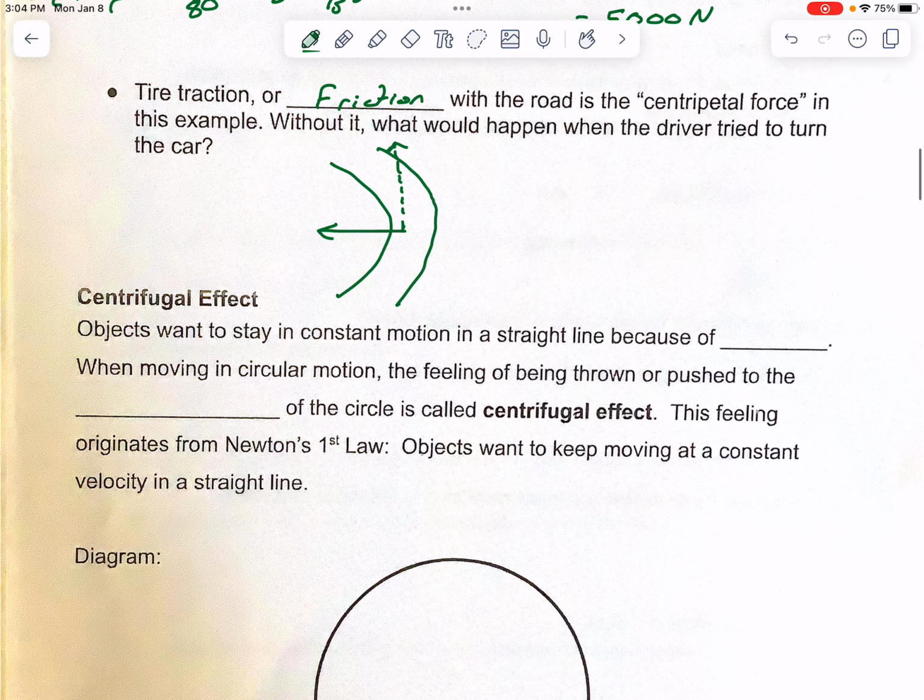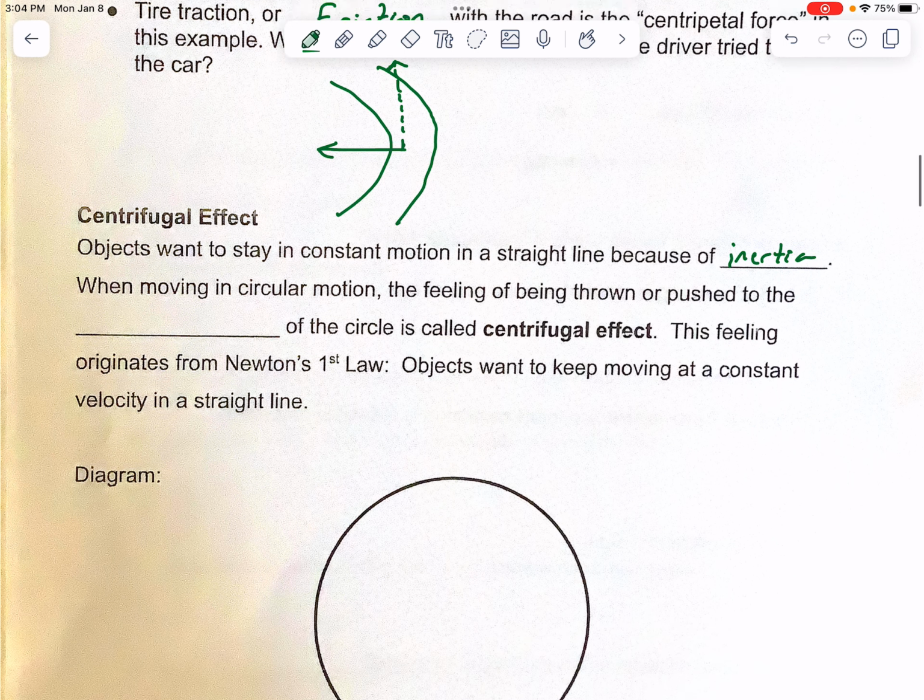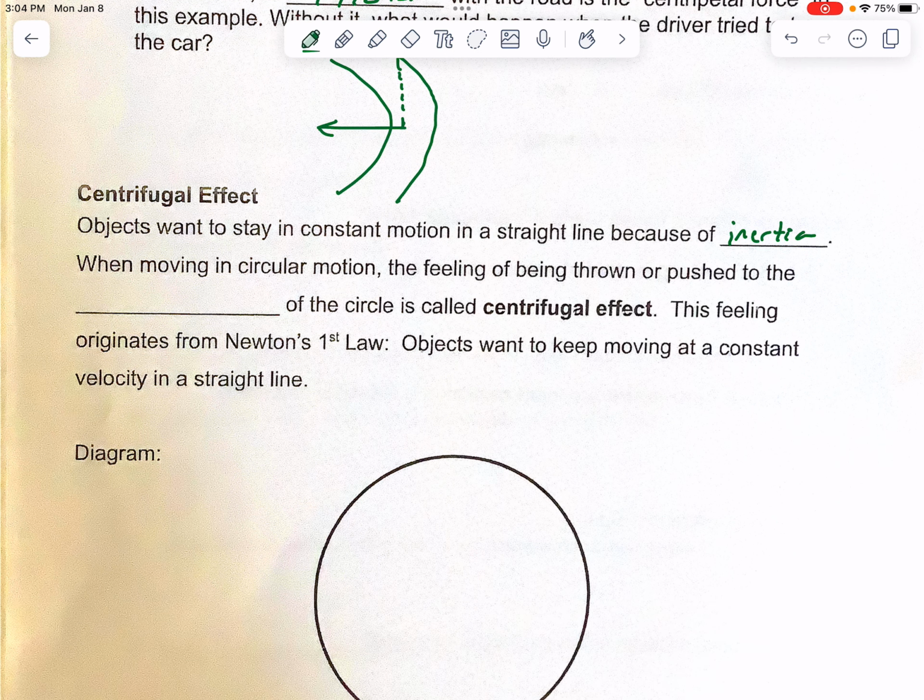Now, centrifugal effect. Objects want to stay in constant motion in a straight line because of inertia. Remember, inertia is mass. The more mass you have, the more you want to keep going in that direction. When moving in a circular motion, the feeling of being thrown or pushed to the outside of the circle is called centrifugal effect.